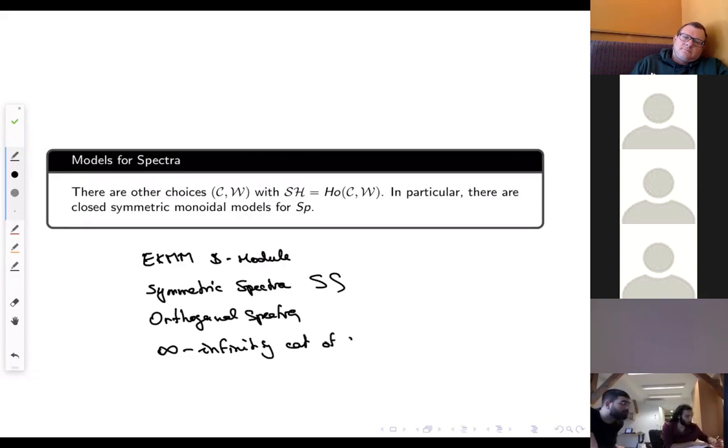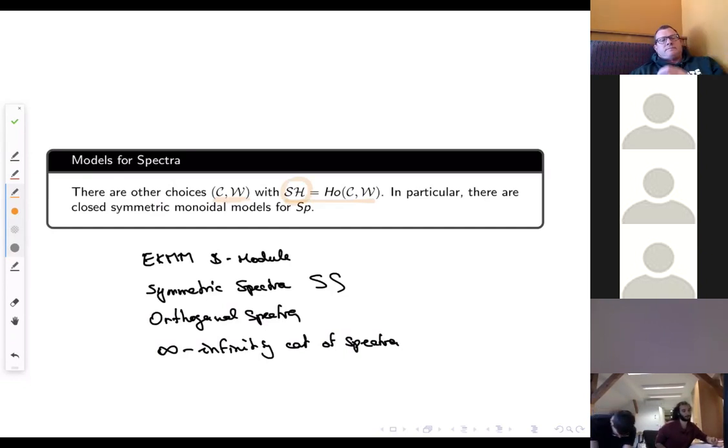Okay, so pick your model. What do I mean by model? There are other choices of categories with weak equivalents whose homotopy category will give you the stable homotopy category. In particular, there are models. I said that SH was symmetric monoidal. Well, the model I gave you, you're not going to put an honest symmetric monoidal product on that model, but there are closed symmetric monoidal models.